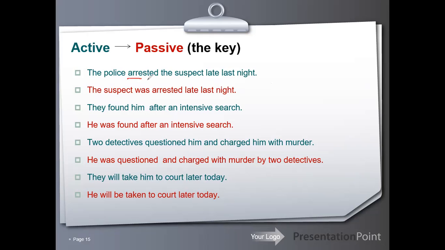Primero, identificaron tiempo. Okay. Verbo to be en pasado. Este y este se escriben igual, pero son formas distintas. Aquí está en pasado. Y aquí está en pasado participio, past participle. So that's different, right?